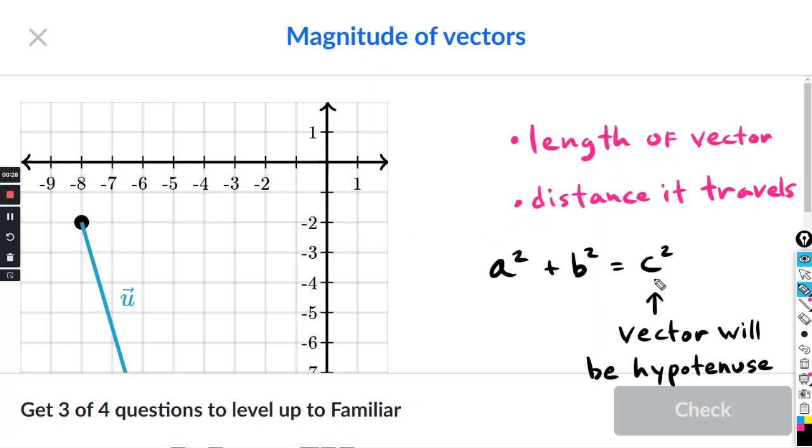We just have to construct a simple right triangle, and the vector is going to be the hypotenuse. So the length of the vector will always be c in that equation, the Pythagorean Theorem.